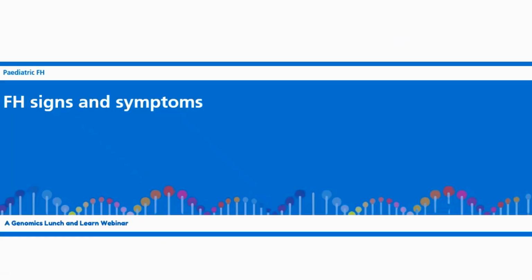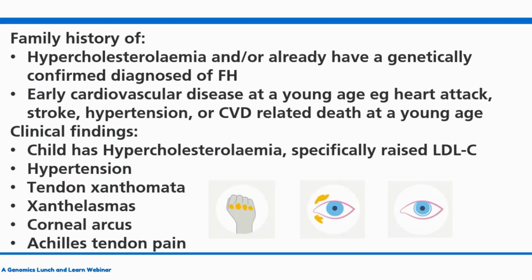Moving on to FH signs and symptoms. Signs and symptoms can present either through the family history and or through clinical findings for the child. When we're assessing our patients, if any of the following information becomes applicable, these are the situations when we should start to consider whether we're suspecting FH.